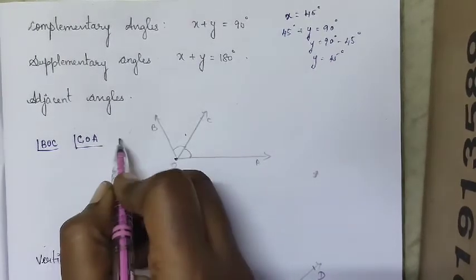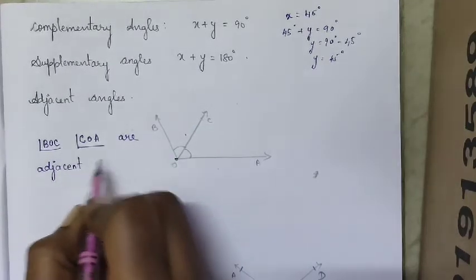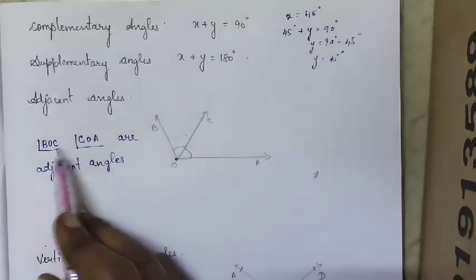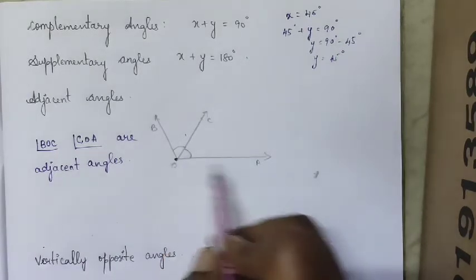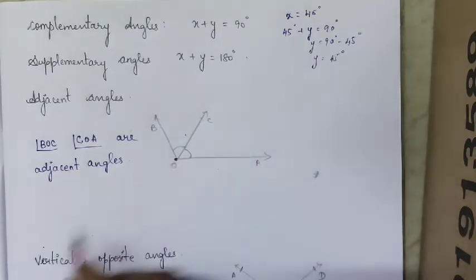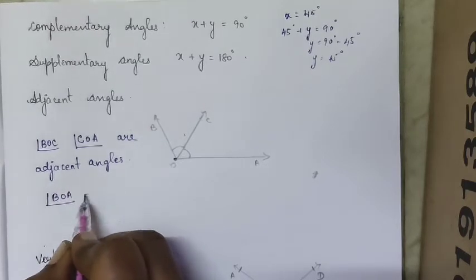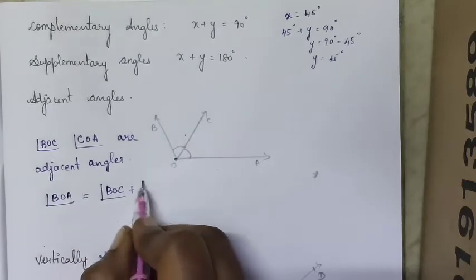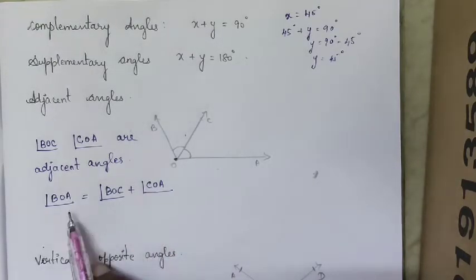These are the adjacent angles. Now when I add these two angles, what will I get? BOC plus COA. If I add these two angles, then I will get the entire angle BOA. That is, angle BOA is equal to angle BOC plus angle COA. This way also we can write it.